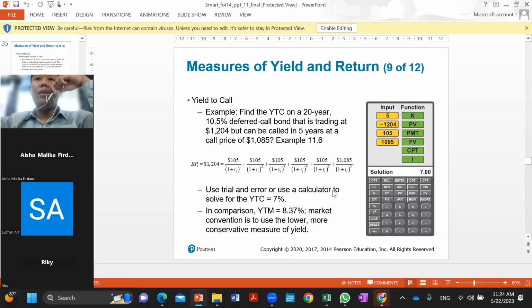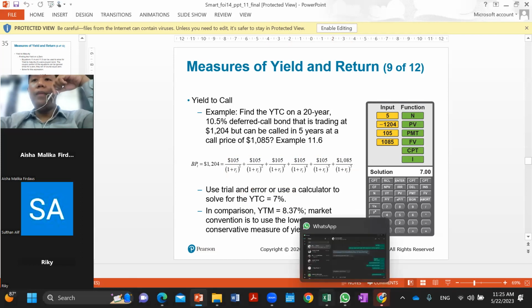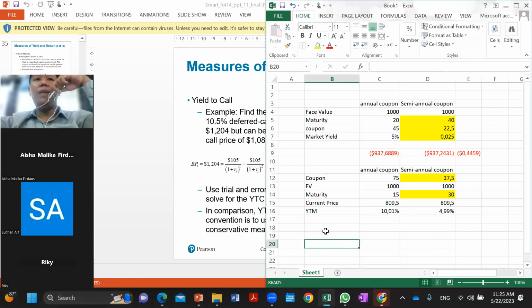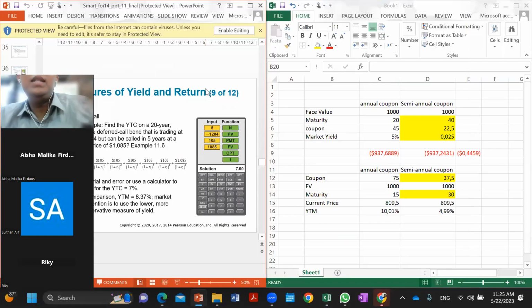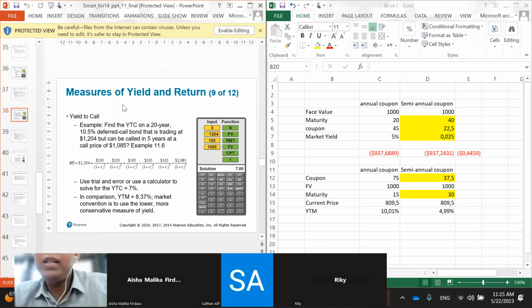Can you show the simulation, sir? Okay, so thank you, Mas Sultan. So I will give a simple simulation for this kind of question.